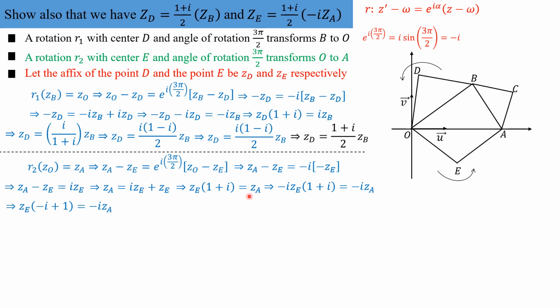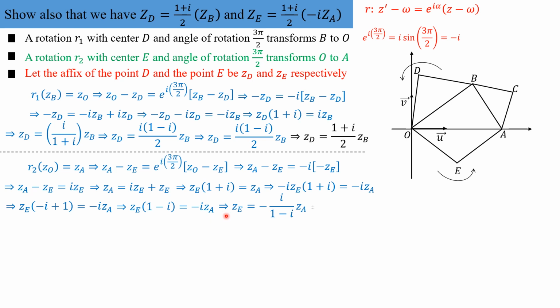The left hand side I distribute the negative i into 1 and into i. So negative i times 1 is negative i, and then negative i times i is negative i squared. But since i squared is negative 1, then negative i squared gives us 1. So finally we have ZE times negative i plus 1 to be negative i ZA. Alright, so with that we get our ZE times 1 minus i by rearranging this to be negative i ZA.